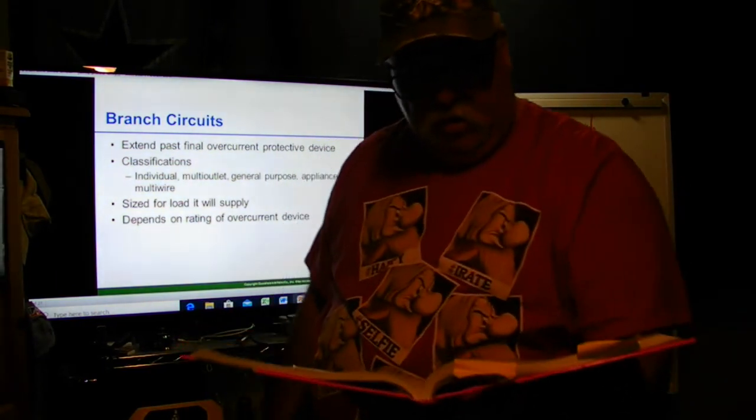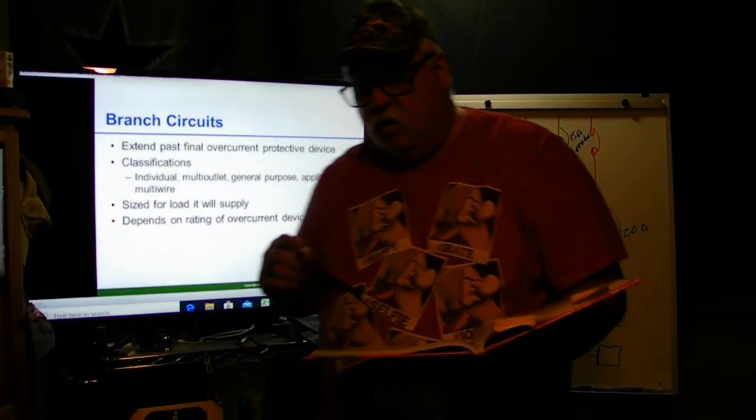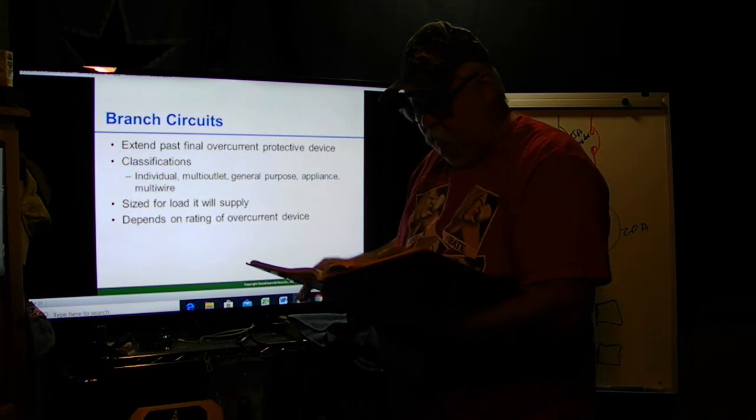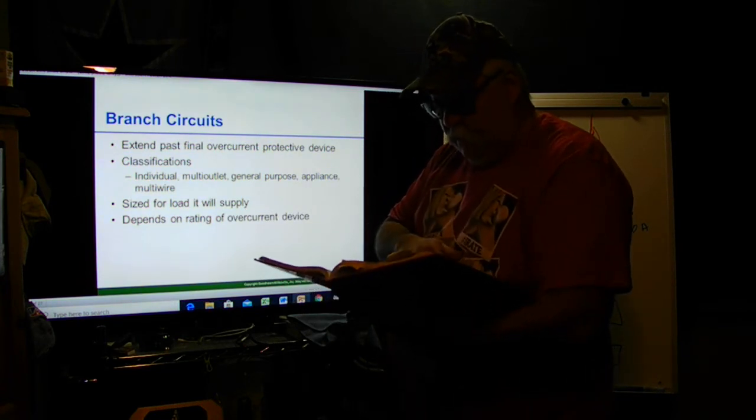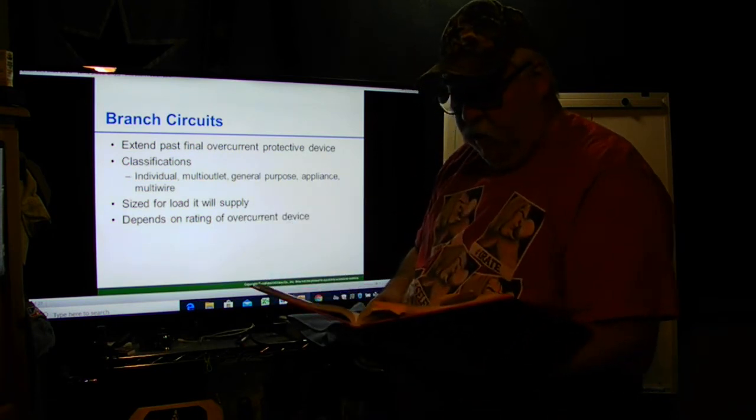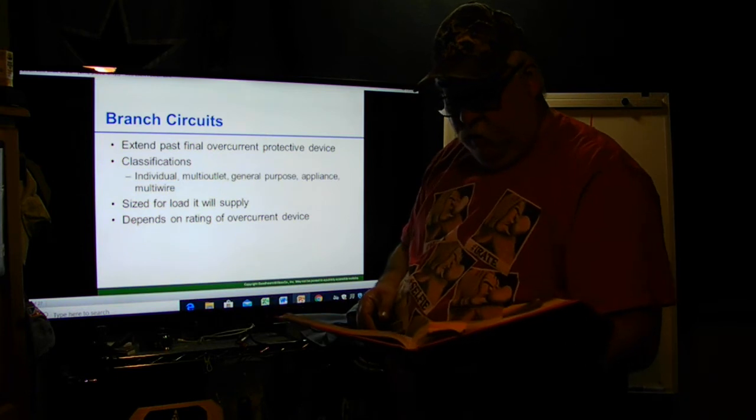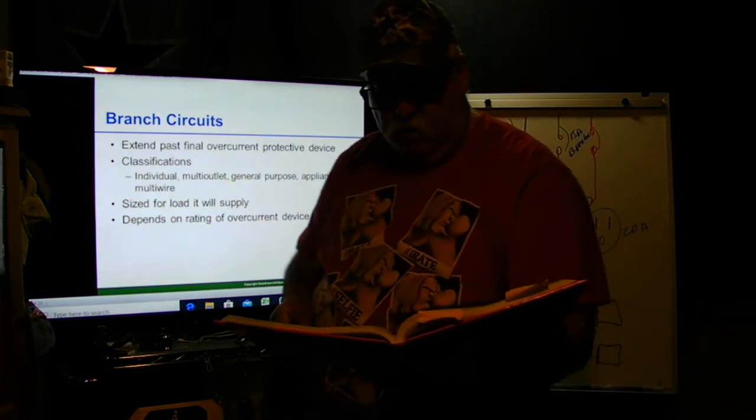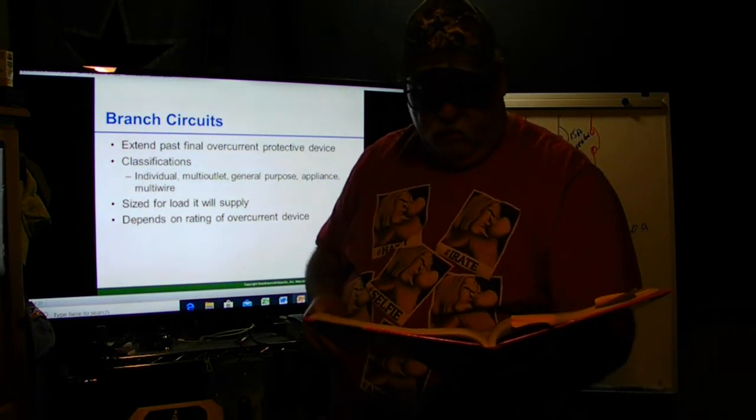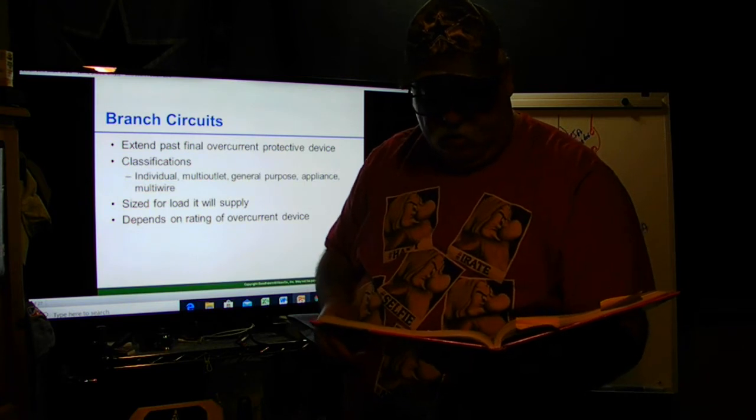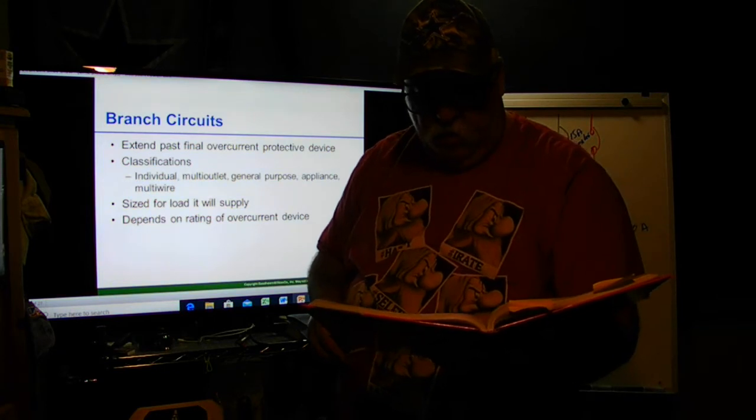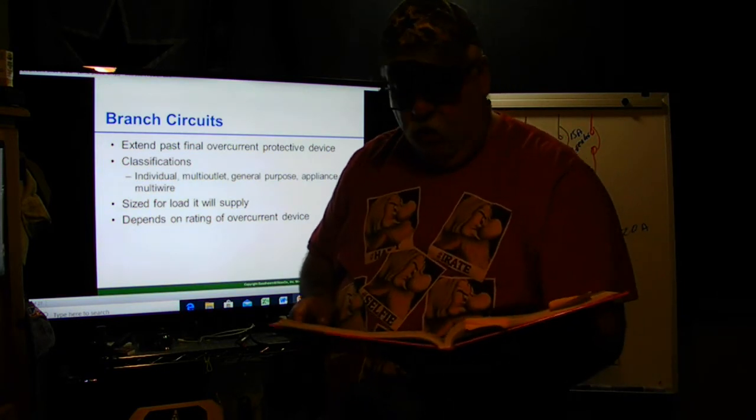So this is an individual branch circuit. A branch circuit supplies a single load, and is sized for the load it will supply. That is a branch circuit rating. Sizing the circuit for additional future loads is a good practice. The rating of the branch circuit depends on the rating of the overcurrent device protecting the circuit. A branch circuit serving only one device can have many ratings, while a circuit supplying more than one load is limited to 15, 20, 30, 40, and 50.